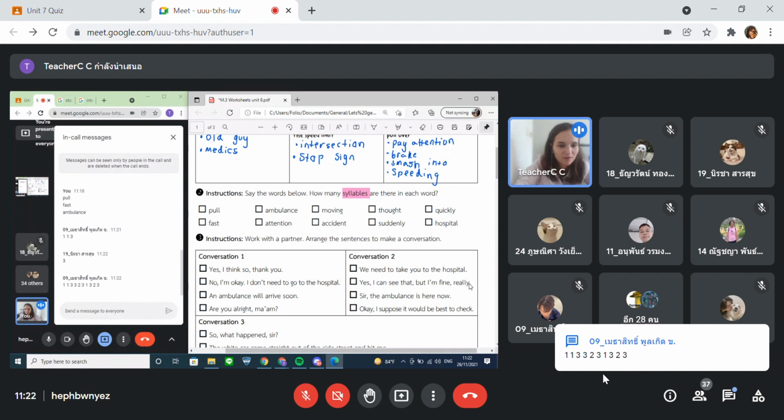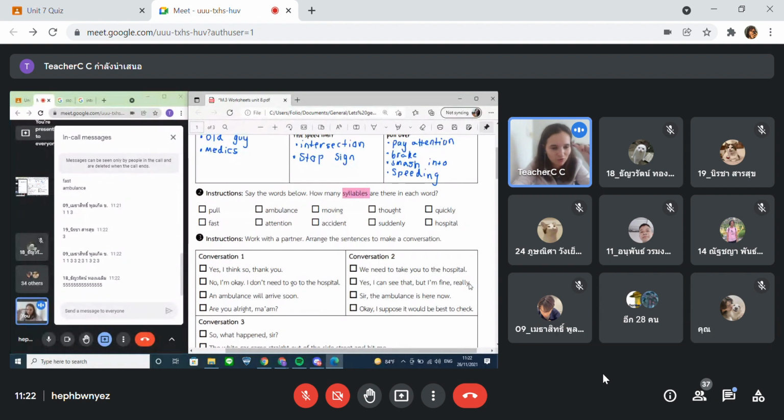Attention. Ambulance. And you can do this yourself. With syllables, remember, you've given all the answers. Perfect. With syllables, remember what we're trying to do is work out how many sounds are in each word. So obviously it will tend to be the case that a longer word will have more syllables, more sounds. So pull, just one sound. Fast, just one sound. And to work this out yourself, so that each and every one of you can work this out, you can count it on your fingers. Pull, 1. Fast, 1.